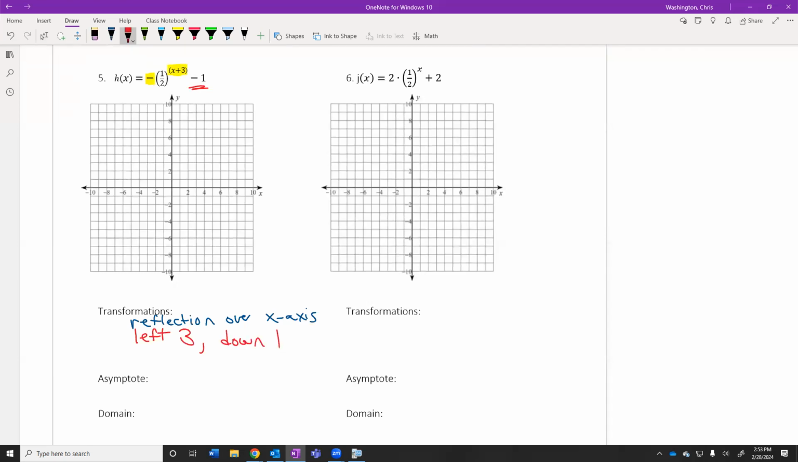It's going to move my graph down 1. It's going to be the asymptote. It's going to talk about the end behavior, it's going to use that number. The range is going to use that number. That asymptote is really, really, really important.